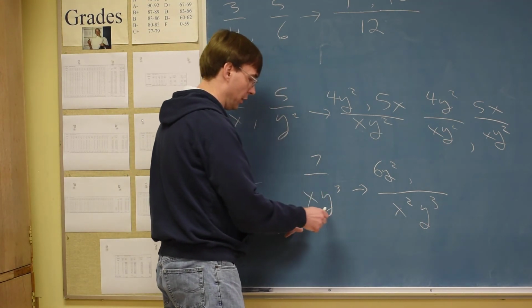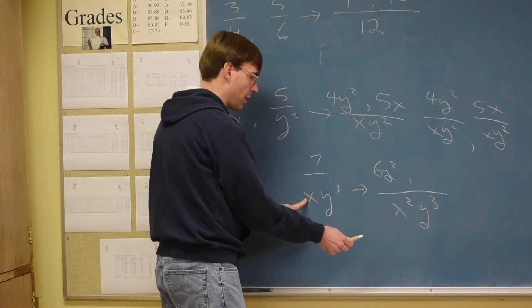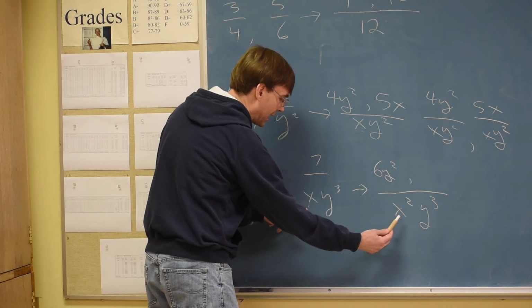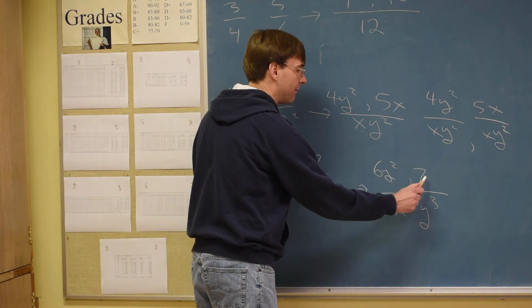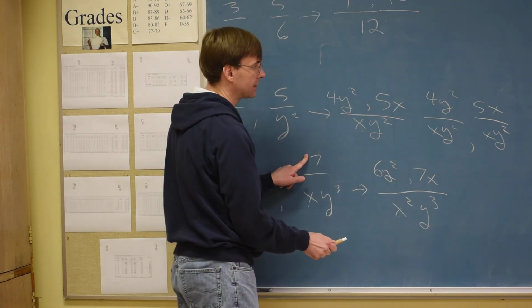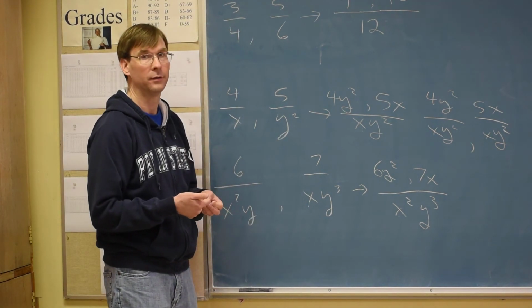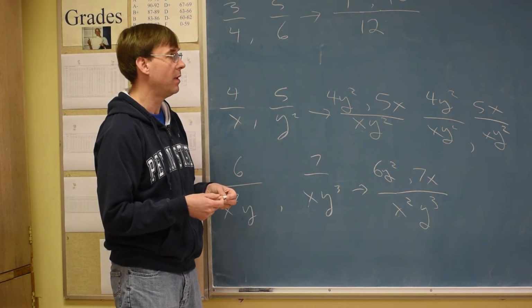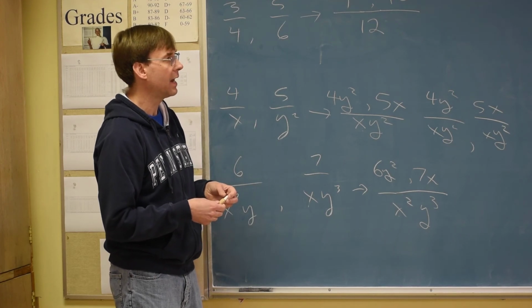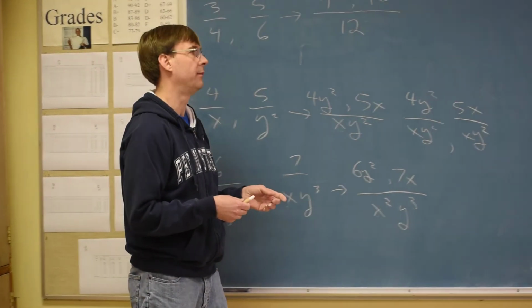The y's were good, but this was short an x. We want x squared, we only had a single x, so the 7 needs another x, and we're good. That's the basic scheme of most of these. We are going to have to start to factor in a minute.